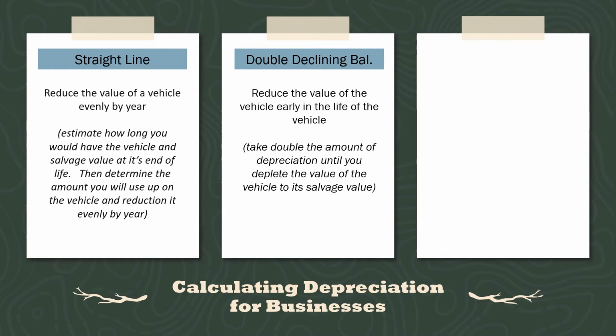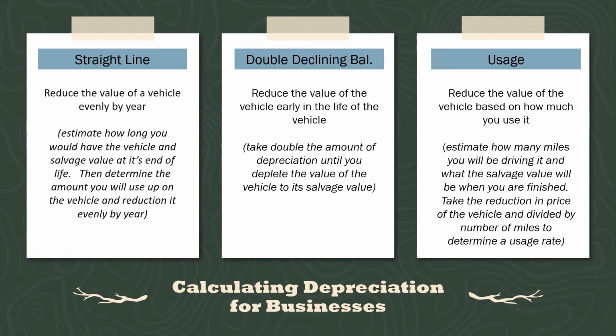Another method is double declining balance. And with this method, what you're doing is you're trying to take more depreciation at the beginning of the life of that car than at the end. So you don't quite take a double amount. There's a more involved calculation, but basically you're doubling the rate of the depreciation that you have on this vehicle, and you're reducing the value of the vehicle until you get to the salvage value. So eventually you stop depreciating it once you determine the value of it is the price that you can sell it for.